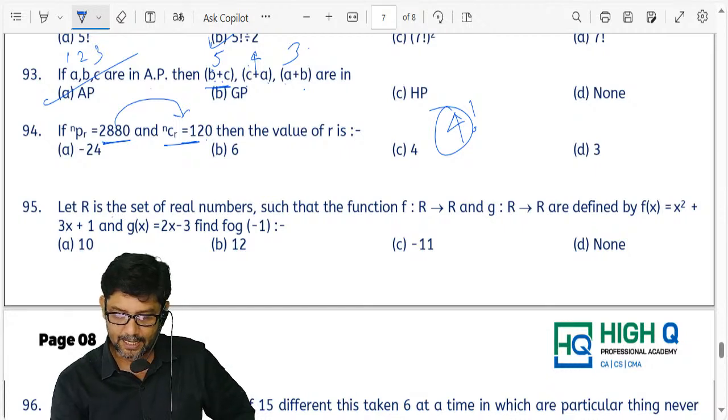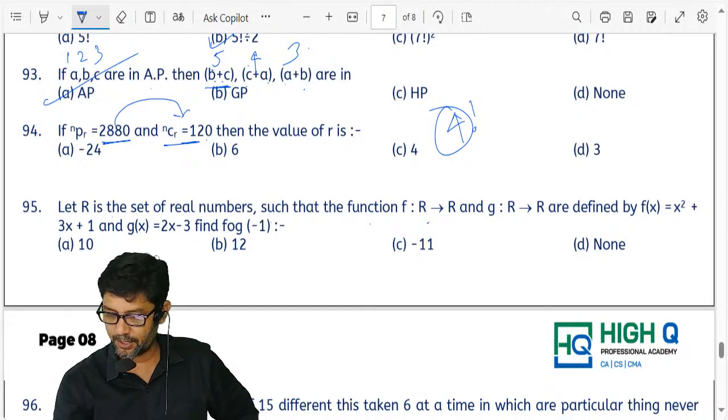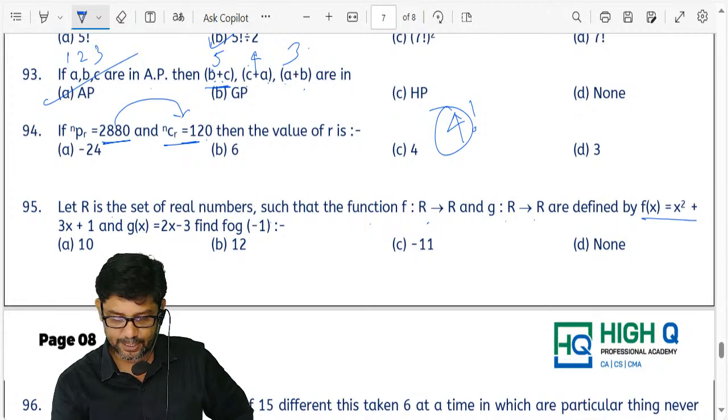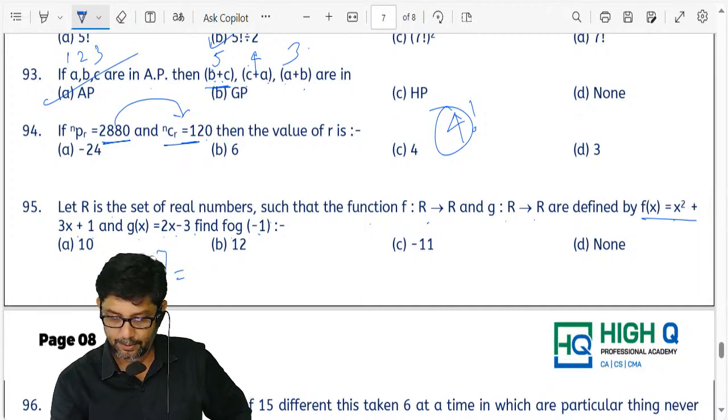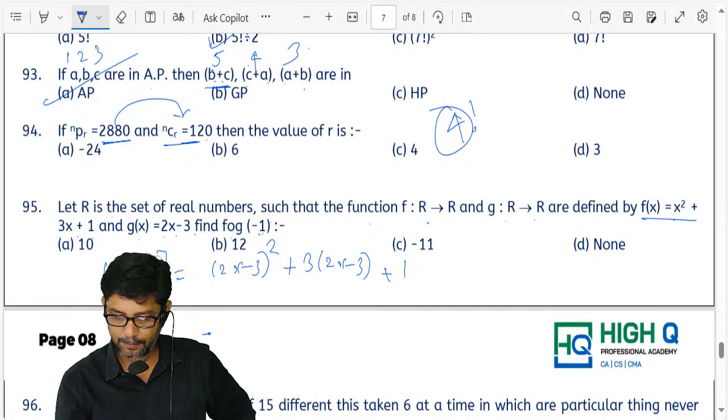Now, let R be the set of real numbers such that the functions are given. f of x is x square plus 3x plus 1. g of x is 2x minus 3. Find f of g of minus 1. First find out f of g of x. What is f of g of x? It is (2x minus 3) the whole square plus 3 into (2x minus 3) plus 1. x is equal to minus 1, you substitute.